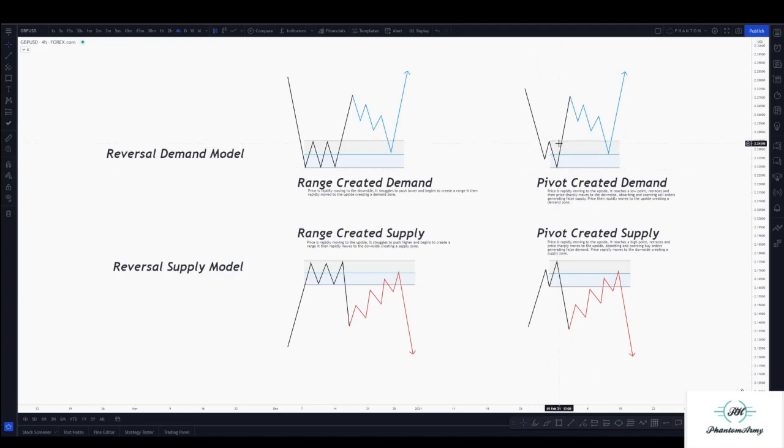This entire move is what formulates that demand zone. Again, we don't look to trade the break of that initial high. We're instead waiting for price to return to this newly created demand zone to look for entries. And then finally, we have our pivot created supply.